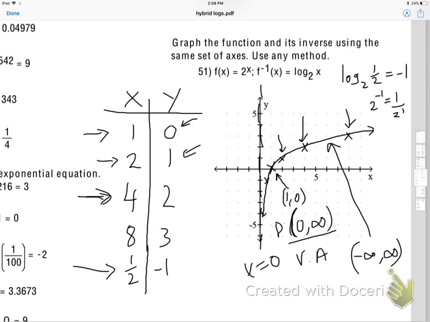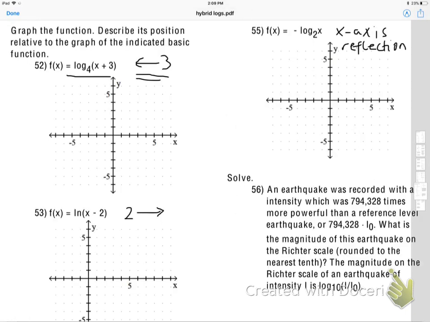So the domain and the range. Again, because you can see the range is going up and down forever. But again, definitely the domain starts at 0, goes on to infinity, doesn't include the 0.